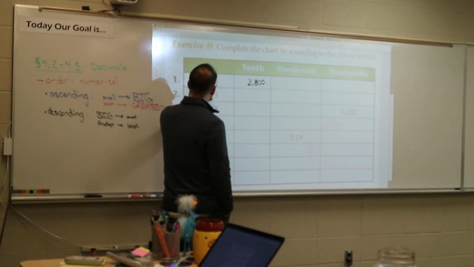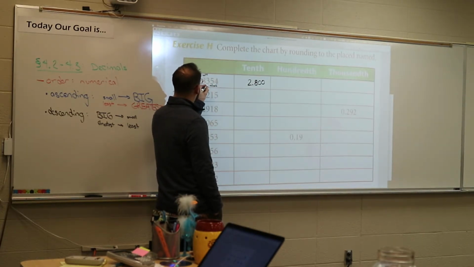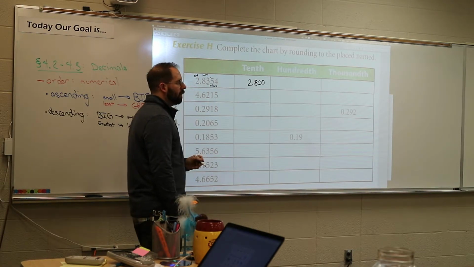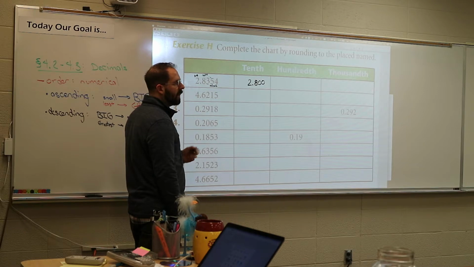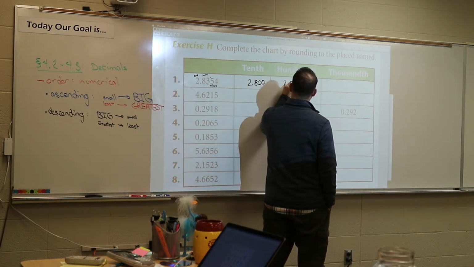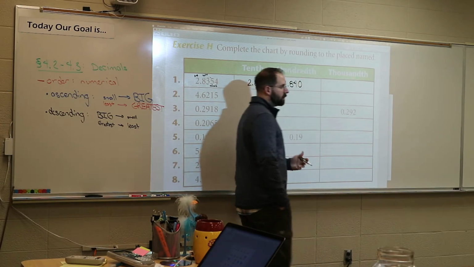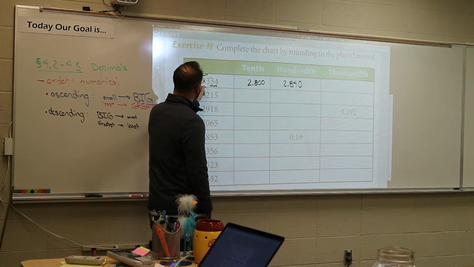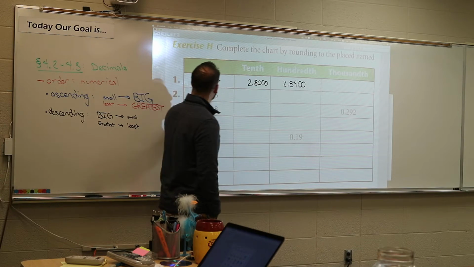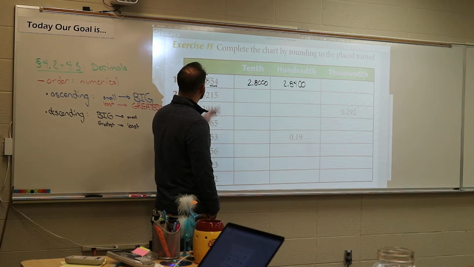What number's in the hundredths position? 3. This is the only number I didn't label. 3. You look behind it. Is that number 5 or bigger? Number behind it is 3. Yeah, so that means the 3 will turn into a 4, and you chop off all the rest of the numbers behind it. Okay, makes sense? The reason why the 3 went up is because the number behind it is 5 or bigger. Okay? All right, thousandths position.